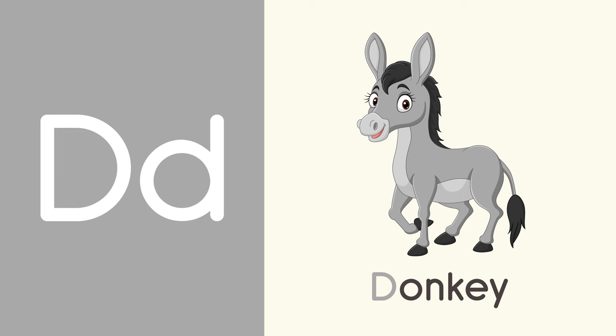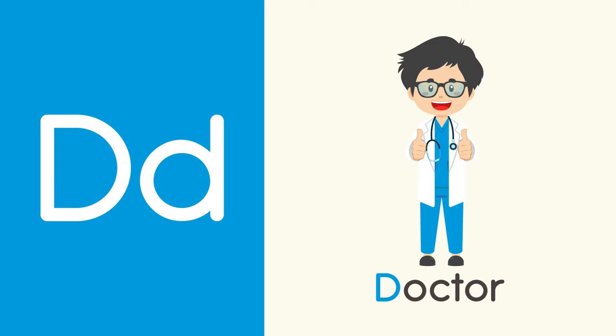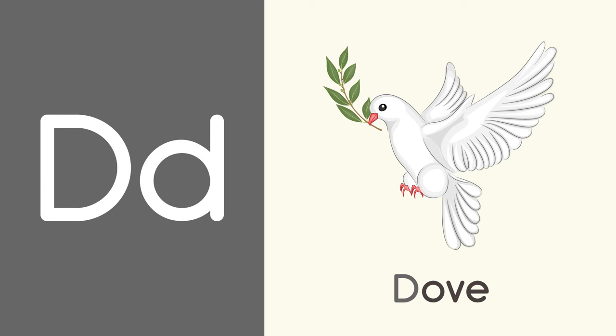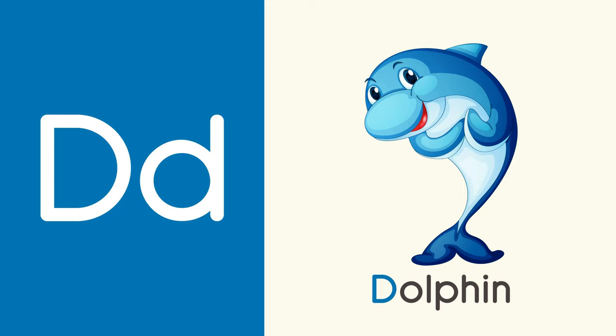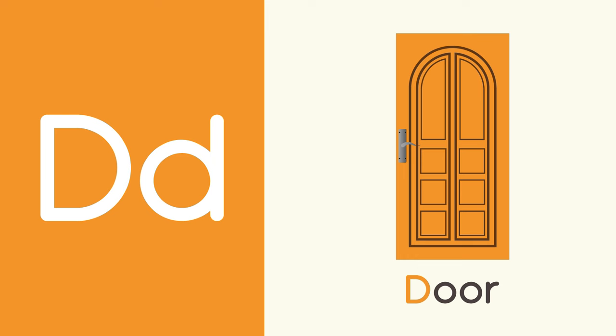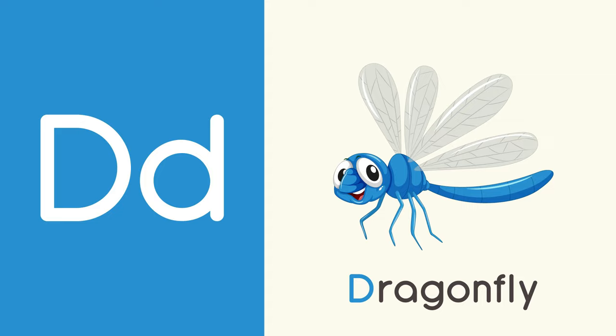D is for donkey. D is for doctor. D is for dress. D is for dove. D is for dolphin. D is for diaper. D is for door. D is for dragonfly.